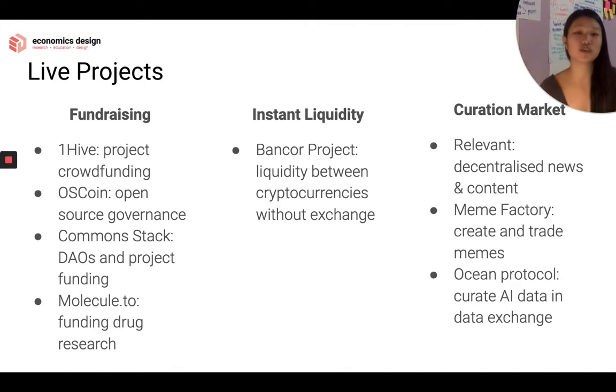And you have Ocean Protocol, a bit more serious project. It's used to curate AI data and in the data exchange. So these are various live projects. The biggest one implemented right now is the Bancor project, and I think the second biggest is Ocean Protocol.